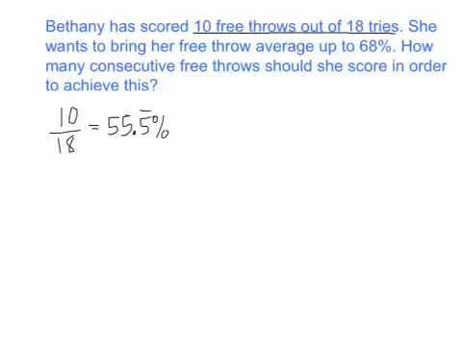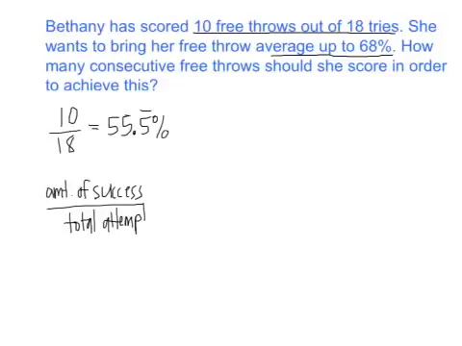She would like to do better. So if she continues shooting her free throws, we would like to bring the average up to 68%. Remember, the percentage can be calculated by the amount, in this case, of successful free throws divided by the total amount of her attempts.